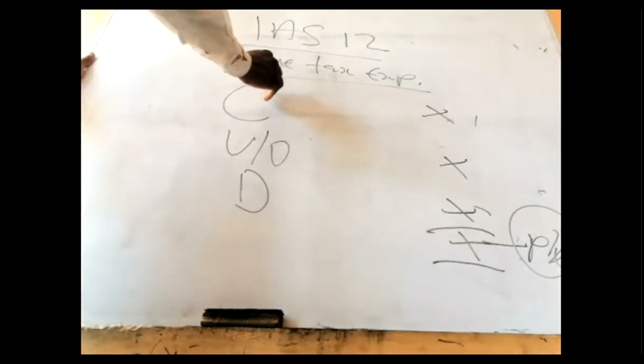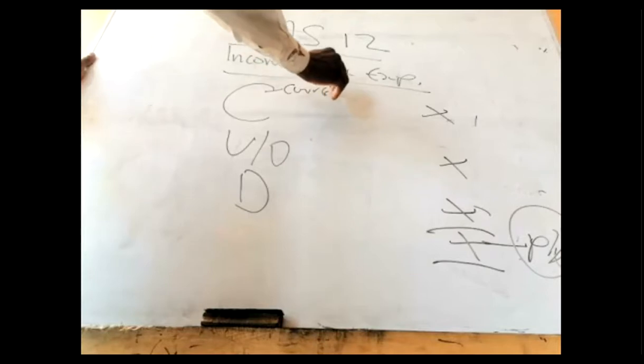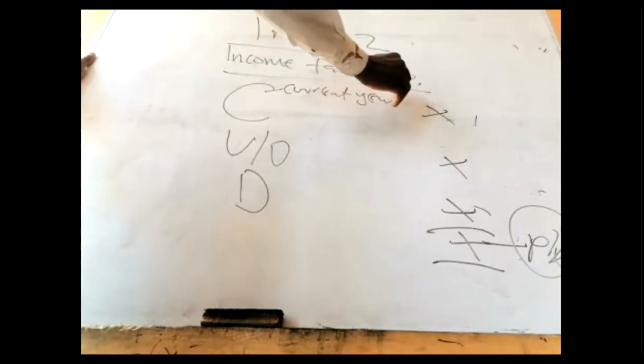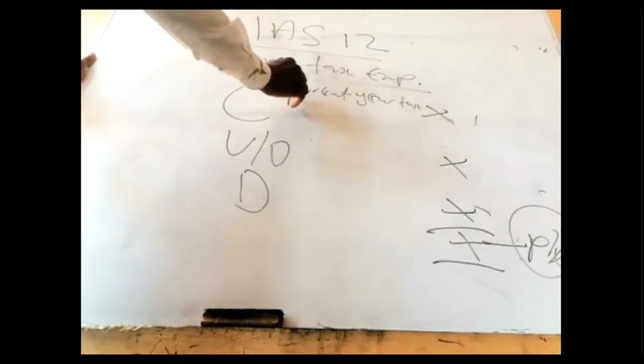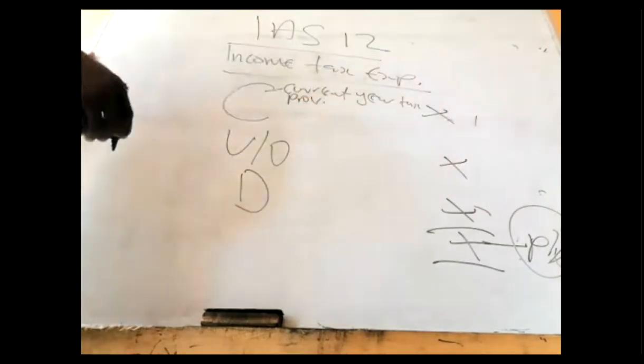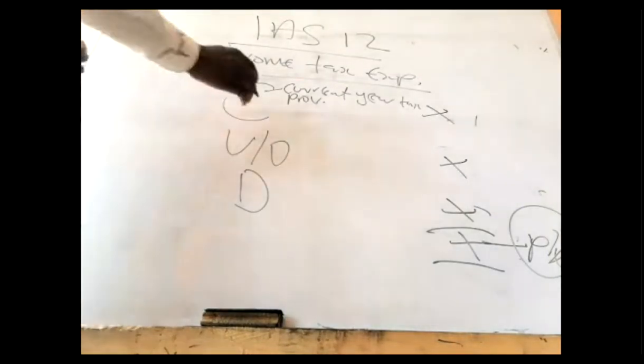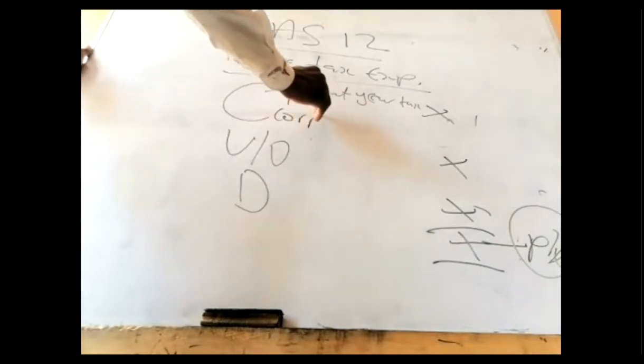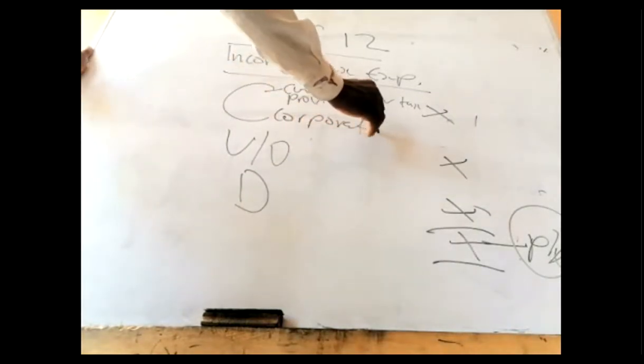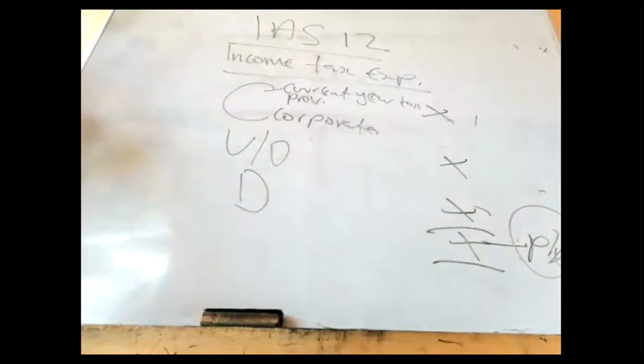So that is on current year tax provision. You can also call it corporate tax provision for the year. Corporate tax provision can also be referred to in other ways; all of them we will see. So corporate tax provision. Good.